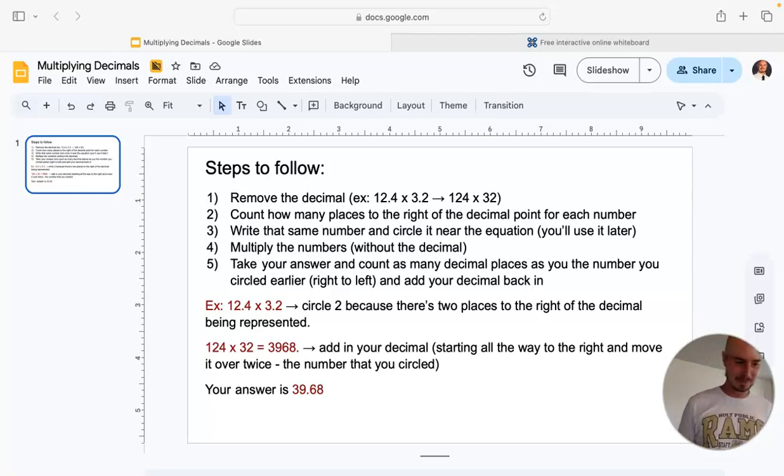So this video is the step further from my previous video where we were adding and subtracting decimals. Now we're going to multiply them. And I'm going to start with just giving you the steps to follow.